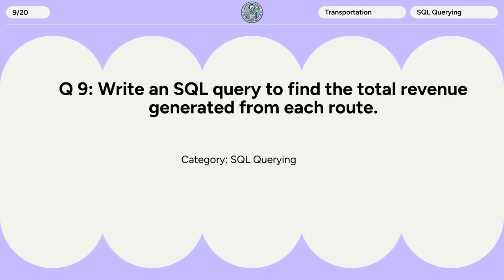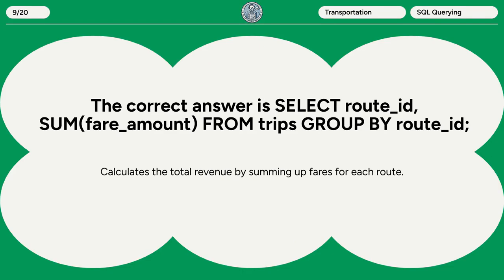Question 9. Write an SQL query to find the total revenue generated from each route. The correct answer is: SELECT route_id, SUM(fare_amount) FROM trips GROUP BY route_id. Calculates the total revenue by summing up fares for each route.